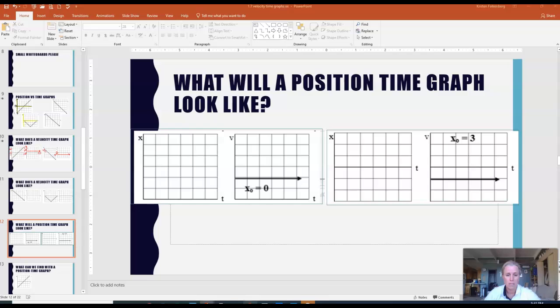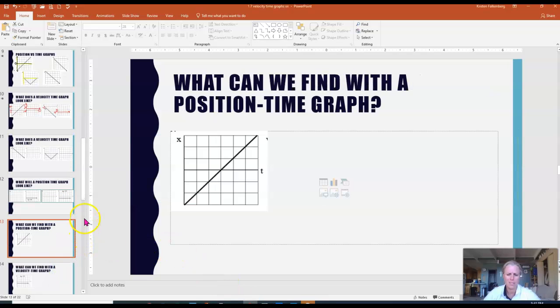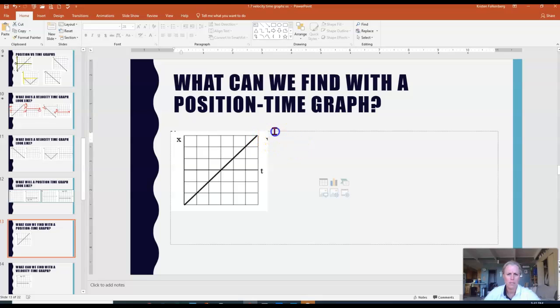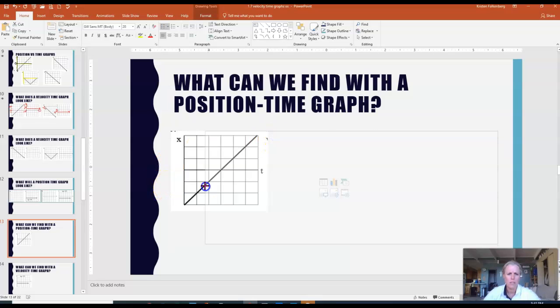Okay, so let's go to the next slide. I know this is not going super fast. Let's see if I can do this here. So an interesting thing we did in class is what could we find in a position time graph? Well, we can find our position at any certain time. That's easy. But we could also find out if we were moving forward, and at what speed, or backwards.